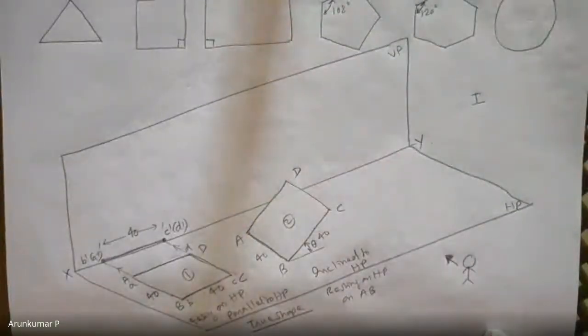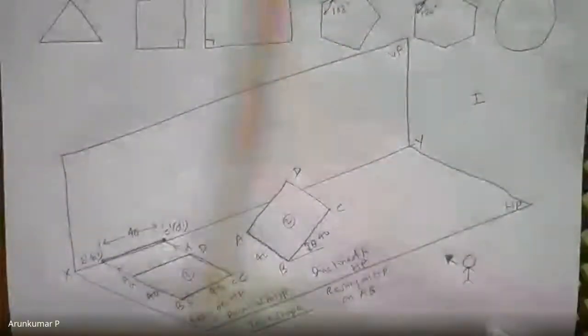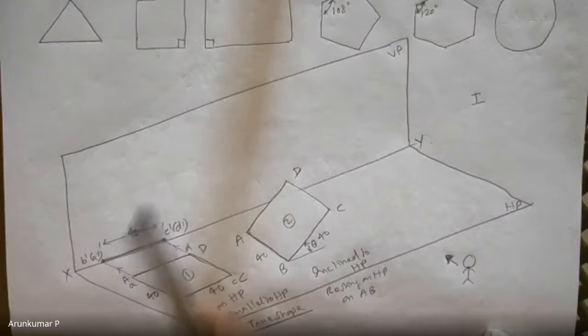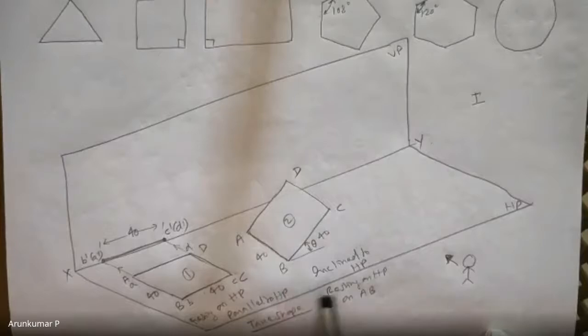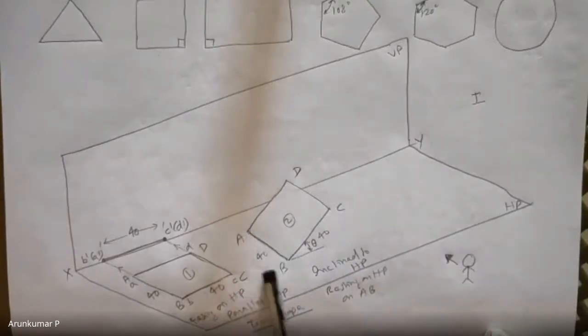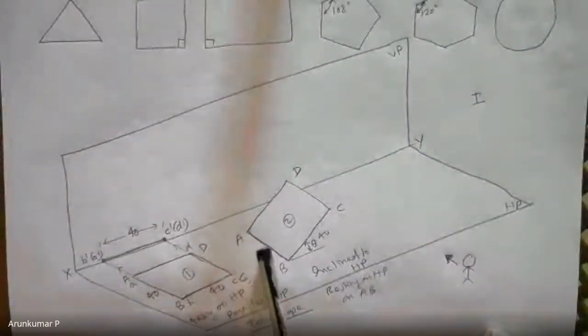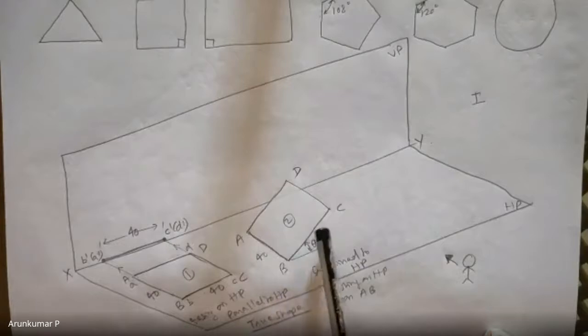So this is what generally happens in the second step. Any of these planes will be inclined to HP, but when it is inclined to HP, it will also be resting on HP on one of its edges. It may be an edge, like in this case it is AB, or it may be a corner also. It may be resting on a corner A or a corner B or a corner C, but it will be in touch with HP. Okay.